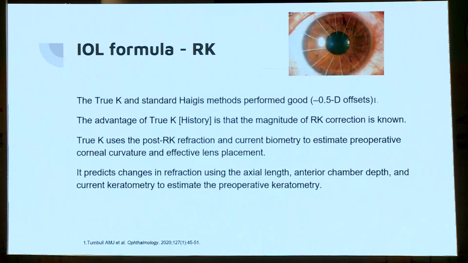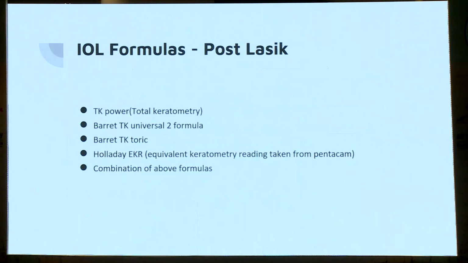So the IOL formulas to be considered in RK, we have the True K and the standard Haigis methods, which perform very well with only minus 0.5 diopter offsets. The advantage of the True K is that the magnitude of the RK correction is known. True K uses the post-RK refraction and the current biometry to estimate the preoperative corneal curvature and the effective lens placement. It predicts changes in the refraction using the axial length, the AC depth and the current keratometry to estimate the preoperative keratometry.